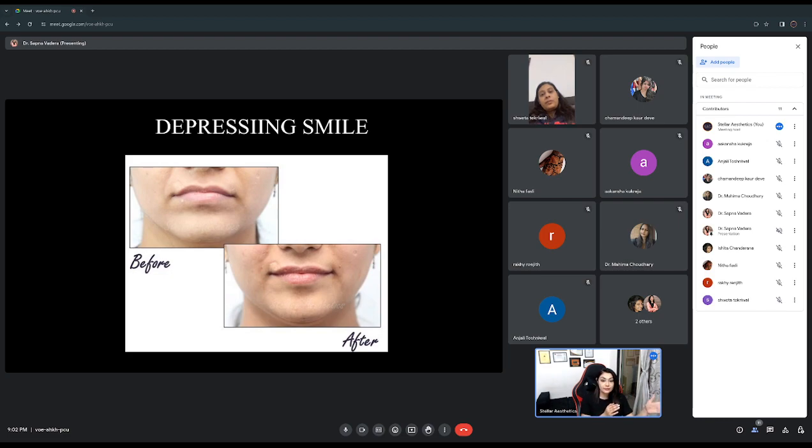Now this is another case. In the first picture, the concern of the patient was that everyone says, why are you always sad? In both pictures she is smiling, both before and after. But her concern was, everyone tells me, why do you always look sad? Now you can see there is not much volume loss. You can also see that her smile corners are not going down. But her smile still looks sad. So you might get such tricky cases as well.